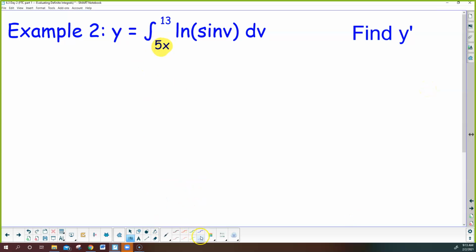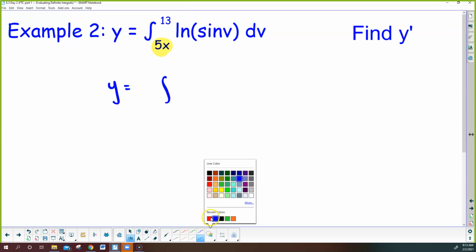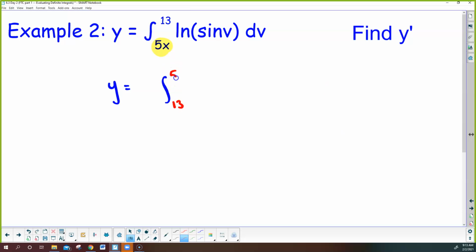What I do want to do is rewrite this first. So we're going to apply that one property we talked about the other day, that says you are allowed to flip the bounds. But if you flip the bounds, then that is going to result in the opposite sign of your answer.